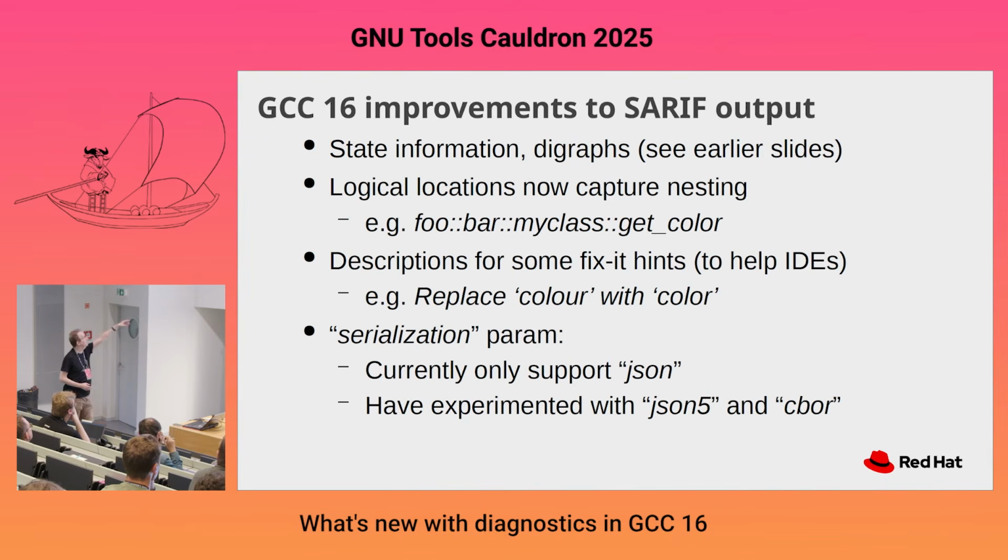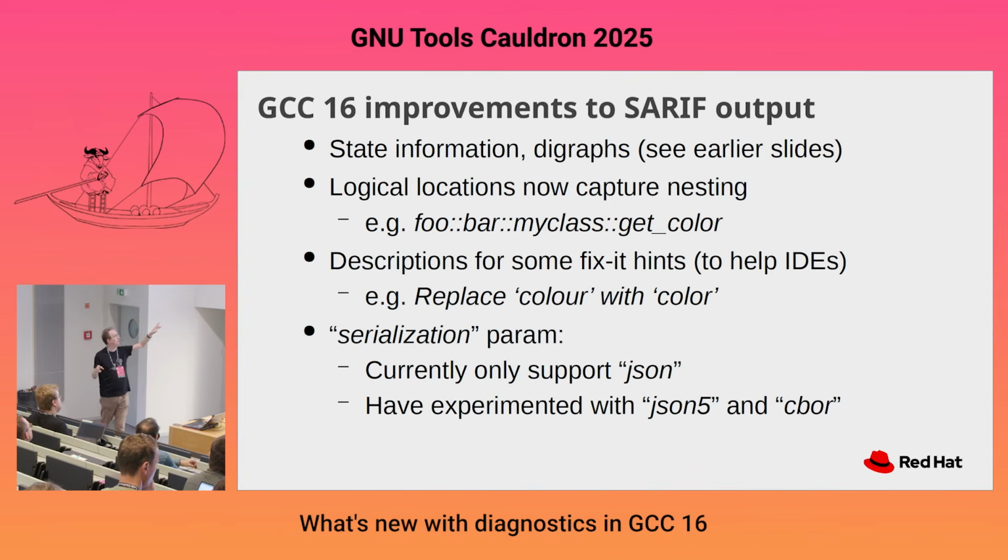Logical locations. So if in namespace foo there's namespace bar, and then there's my class, and it has a getColor member function, then SARIF has the concept, well, these are expressed as nested logical locations. And in GCC 15, previously, I was just capturing those without that structure. Now in 16, SARIF has a way of capturing that tree of logical locations, and the individual diagnostics can reference nodes in that tree. So a consumer can do things like show me all warnings within namespace foo, and that becomes trivial for the consumer.